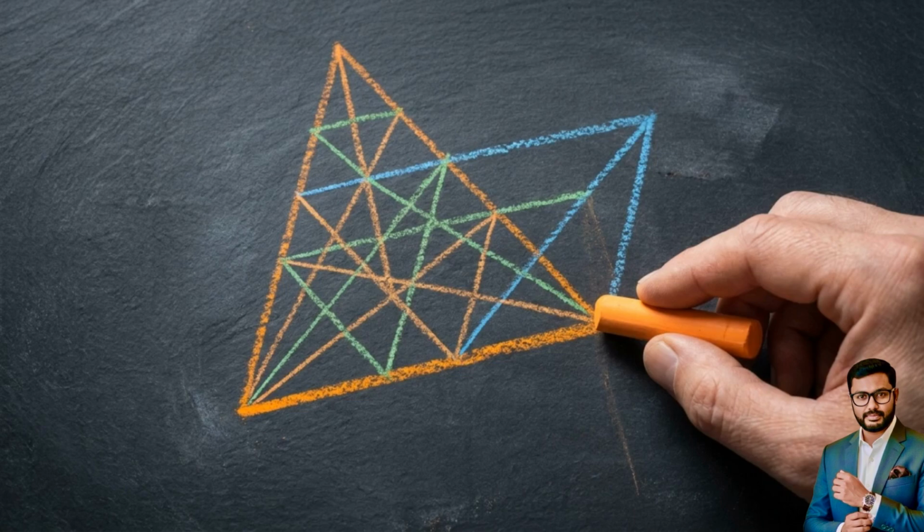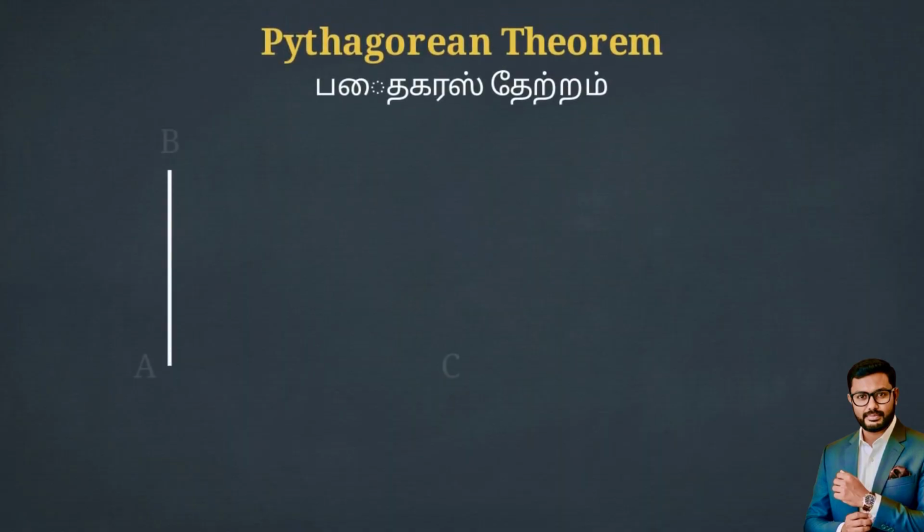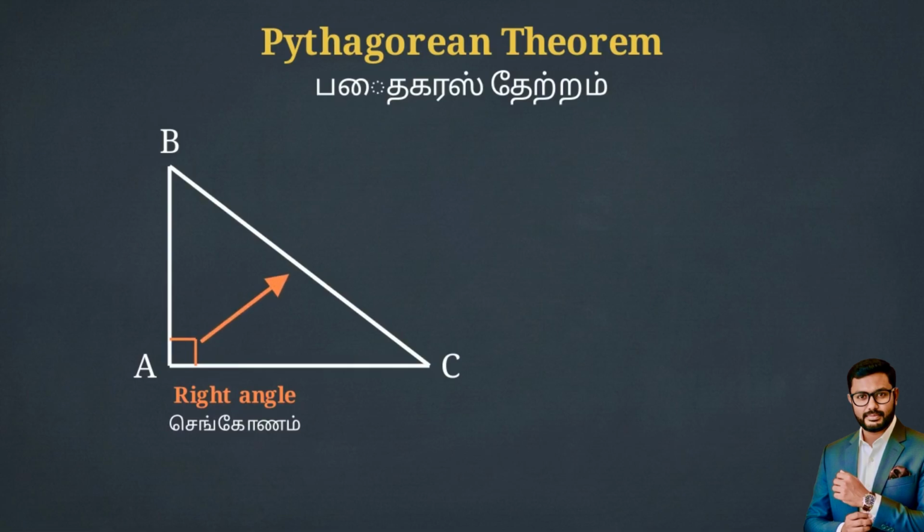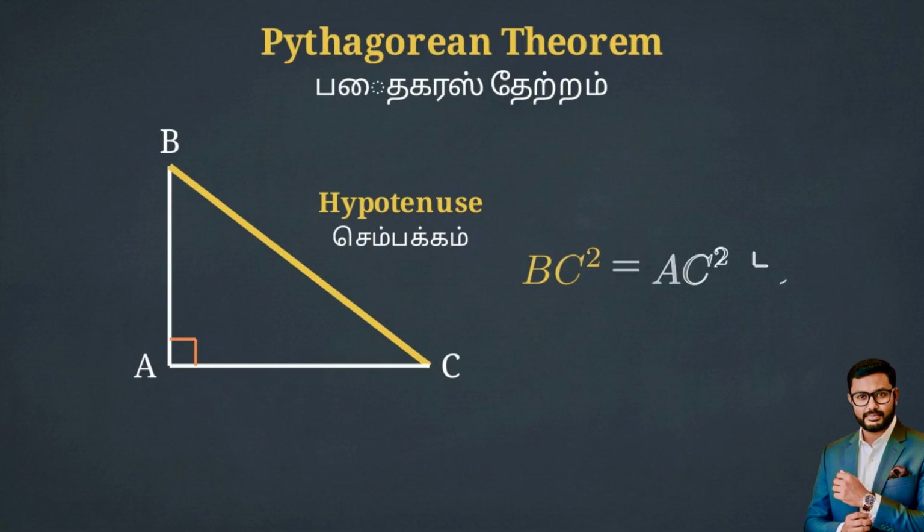The Pythagorean theorem applies to right-angled triangles. Identify the hypotenuse by looking directly across from the 90-degree symbol. This longest side completes the equation BC squared equals AC squared plus AB squared.